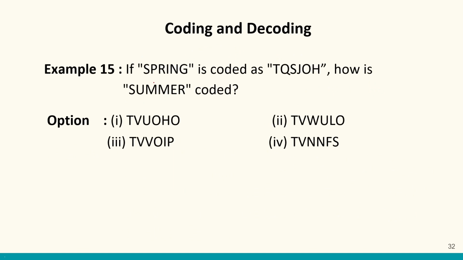Then again, spring is coded as this. We have to find the code for summer. So here I can see S to T +1, P to Q +1, R to S +1, I to J +1, N to O plus 1 and G to H is also plus 1. So basically we are increasing each term by one position. So we'll do the same thing for summer. S to T, U to V, after M we'll get N, E to F, and after R we'll get S. So our answer will be TVNNFS, which is option number 4. So option number 4 will be the correct answer.